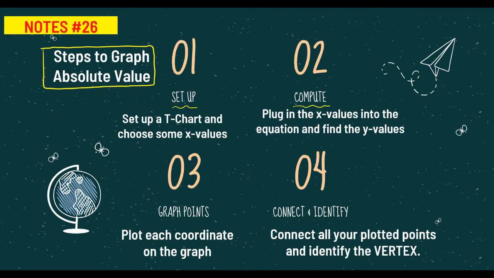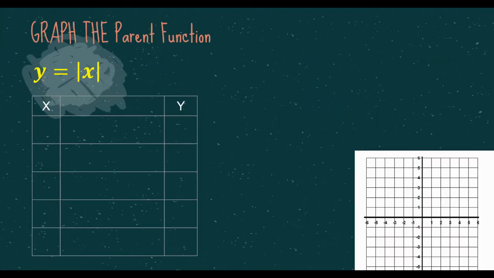Step 2 is to compute. You're going to plug in the x into the equation and find the y. Step 3, you're going to graph the points. So you just plot each point. And step 4 is to connect the dots and identify the vertex, okay? So hit pause while you write those steps down. Hit pause. Okay, you should be back.